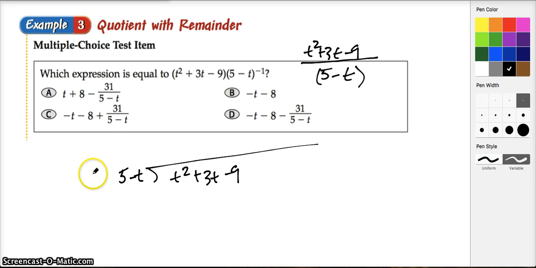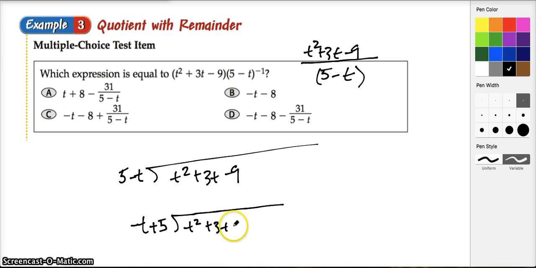I might actually rewrite this. It's okay. I may actually rewrite this as negative t plus 5. And I'm going to put t squared here plus 3t minus 9. Hopefully you can see that these are exactly the same problem, just writing it in a different way. How many times does negative t go into t squared? So I'm dividing negative t into t squared, and it goes negative t times. So I'm going to put negative t right here.